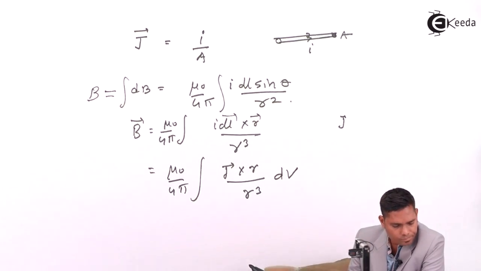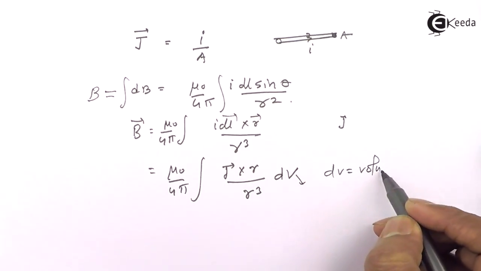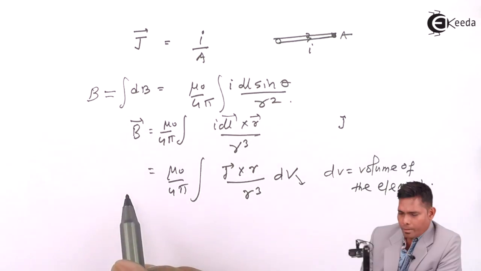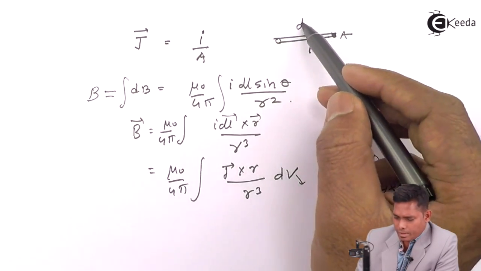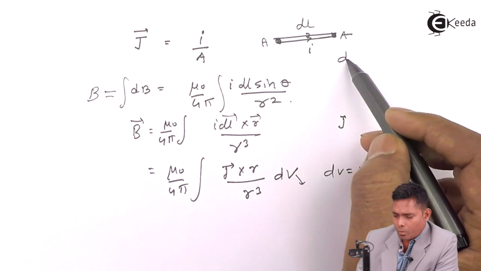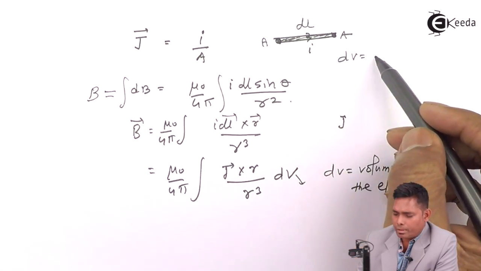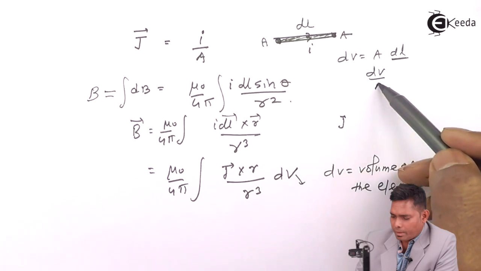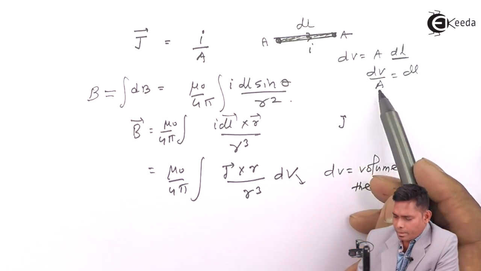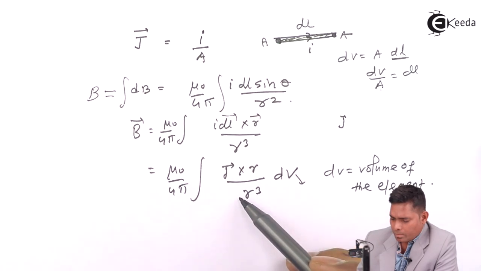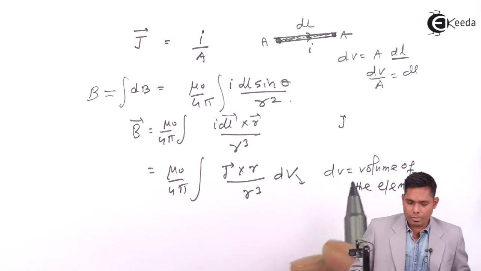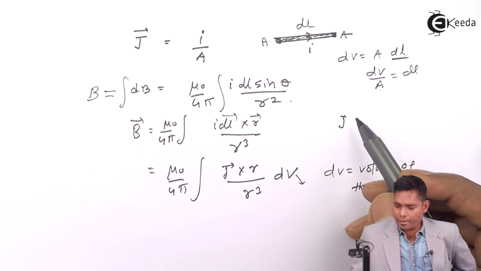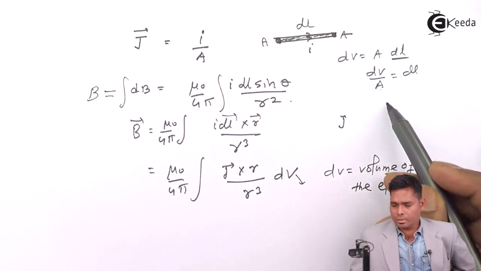where dV is the volume of the element. Because if I consider this as the length dl, and area of cross section is A, then the volume of this small portion of this dl element is area into dl. So dl can be represented as dV by area. So this dl is replaced by dV by A, and A dl gives you the volume.